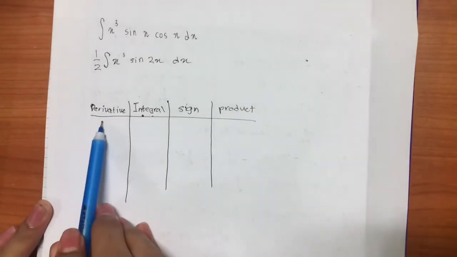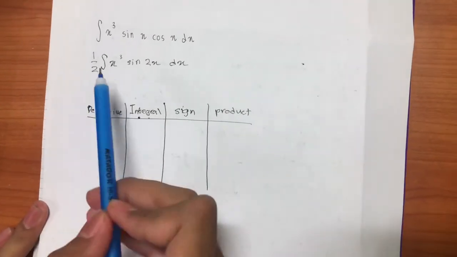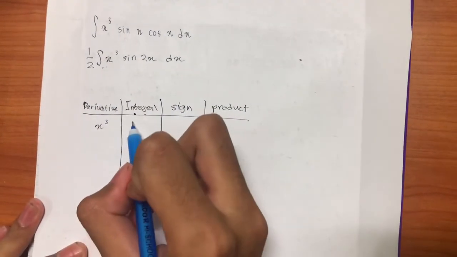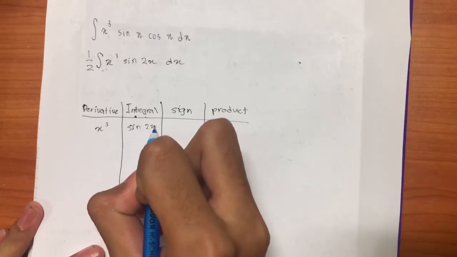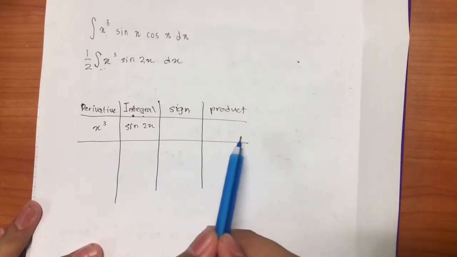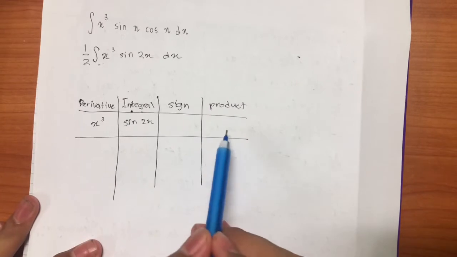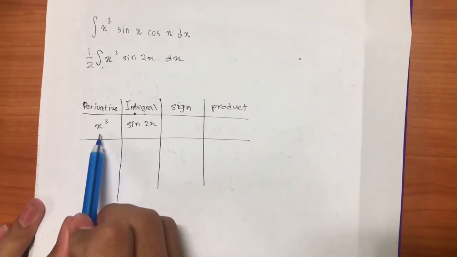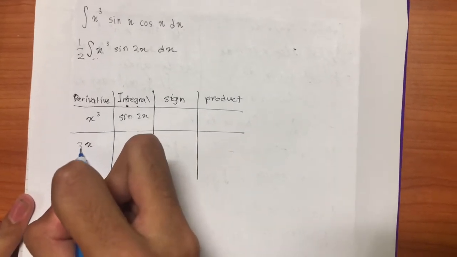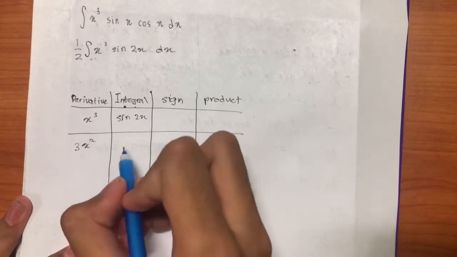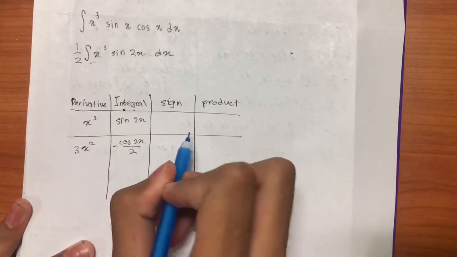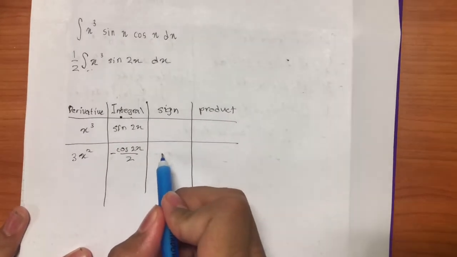So for the derivative part, we choose the x cubed, and for the integral we choose the sin 2x. For the sign and product for this line, you can ignore it. Okay, so for derivative, the first one will become 3x squared, and the integral of sin 2x will become negative cos 2x over 2. And for the sign, we will put positive.